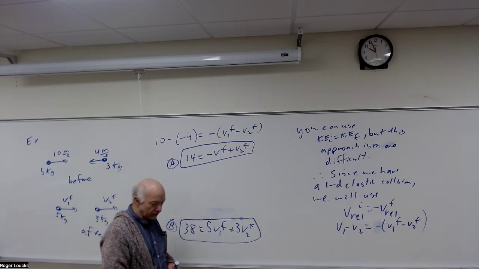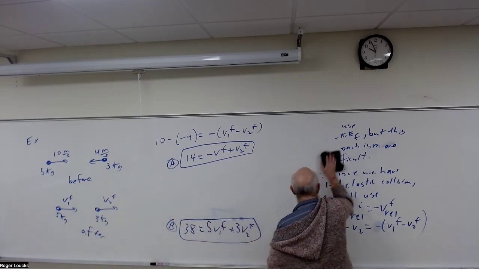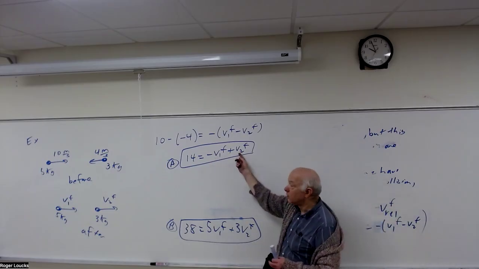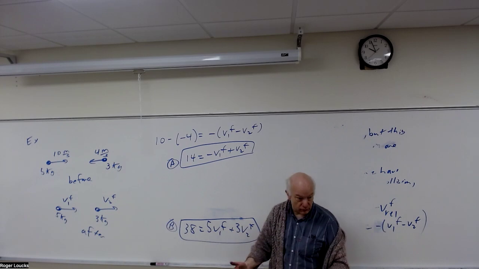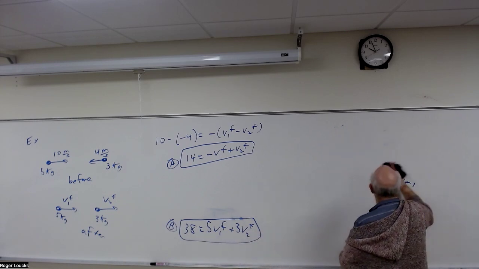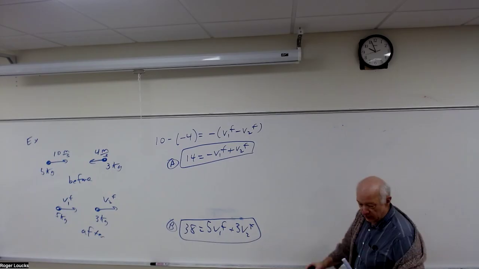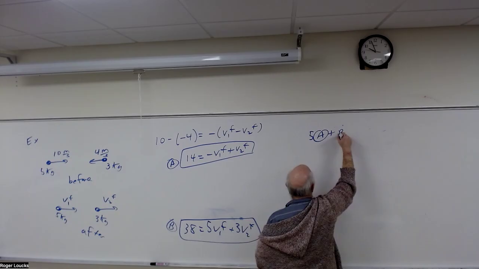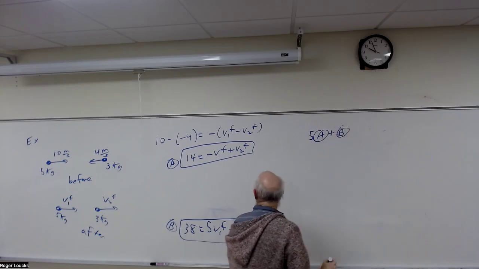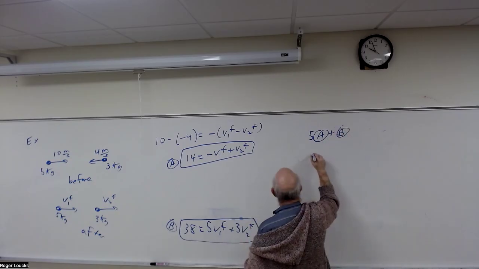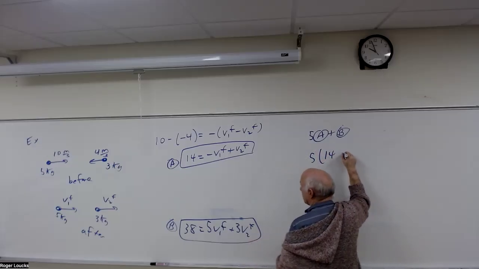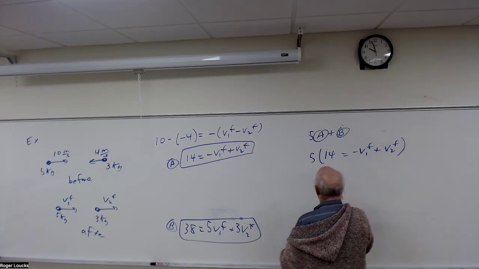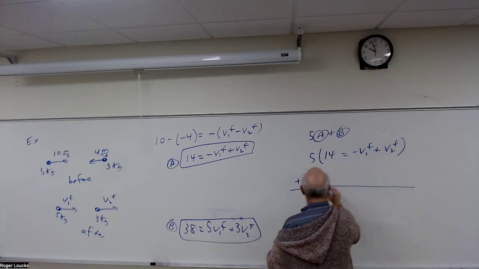So that's what I'm going to do. Again, you don't have to do it that way. You can solve this one for V1 final minus V2 final and put it in here and crank it through. It's the same thing. So I'm going to say 5 times A plus B. I take my equation A here and multiply it by 5, then I'm going to add to that equation B here like this.